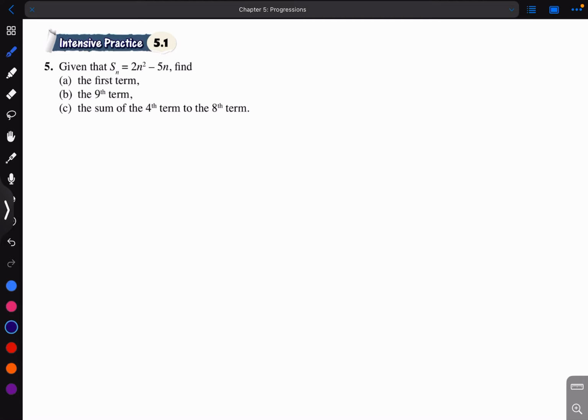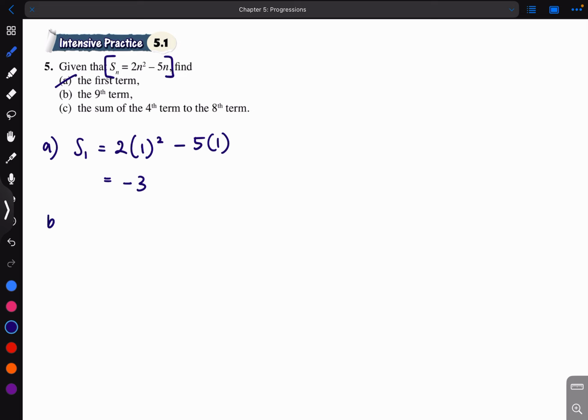Intensive practice 5.1, question 5. Given that Sn is this formula, find the first term. Okay, the first term is basically the sum of the first term. S1 will equal T1 because we are adding just the first term. So if you want to find S1, we just sub the n with 1. So this will be 2 times 1 square minus 5 times 1. So this is just 2 minus 5, which is negative 3.